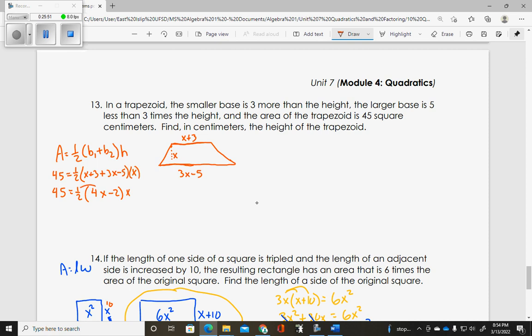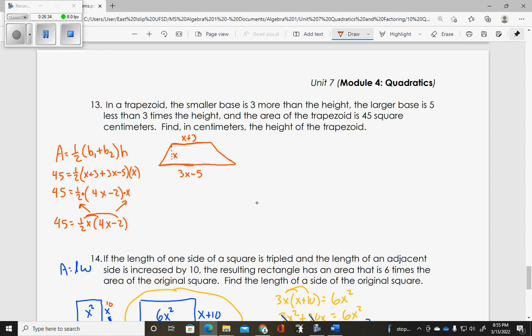What am I going to do first? I don't want to distribute first. Remember, these are 3 things being multiplied. This is a 4x minus 2. So there are 3 things being multiplied here: half times these parentheses times this x. Remember, with multiplication, you can multiply in any order that you want. I feel like multiplying this and this together first. So I will get 1/2 x, that's going to be multiplied by 4x minus 2.